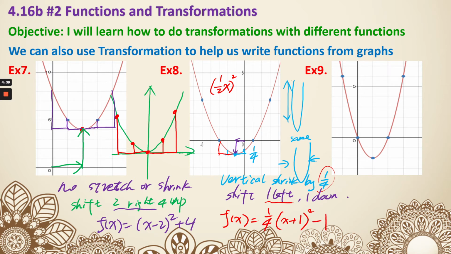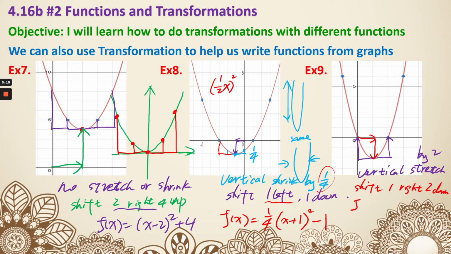Now let's see example 9. Similar idea. Always go 1 left or 1 right, and you can see it's actually going 2 up. That means it's going to be a vertical stretch by 2. And then that's not the only thing. It also moved 1 to the right and 2 down. So shift 1 right, 2 down.